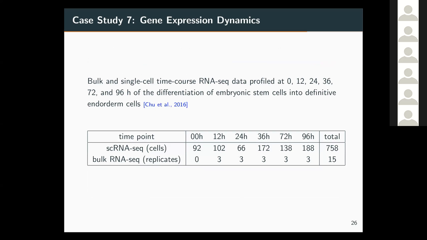And in our last case study, we discussed how scImpute can analyze the gene expression dynamics in time course single cell data. And this time, we collected both bulk and single cell time course data profiled at different time points during the differentiation of embryonic stem cells into the endoderm cells. And in summary, the single cell data contains 758 single cells in total, and the bulk data contains 15 samples.